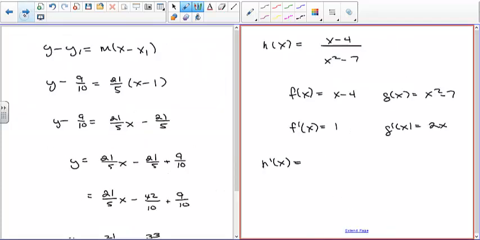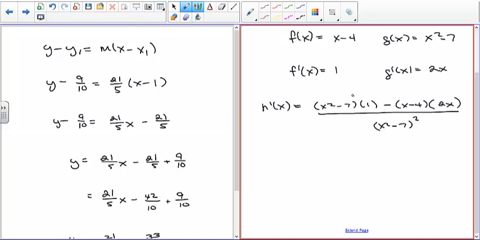Okay, so we'll start off with g of x. So you can have x squared minus 7 times 1 minus x minus 4 times 2x, all divided by g of x squared. And we can simplify the numerator here because it's just all polynomials, so it should be no big deal.